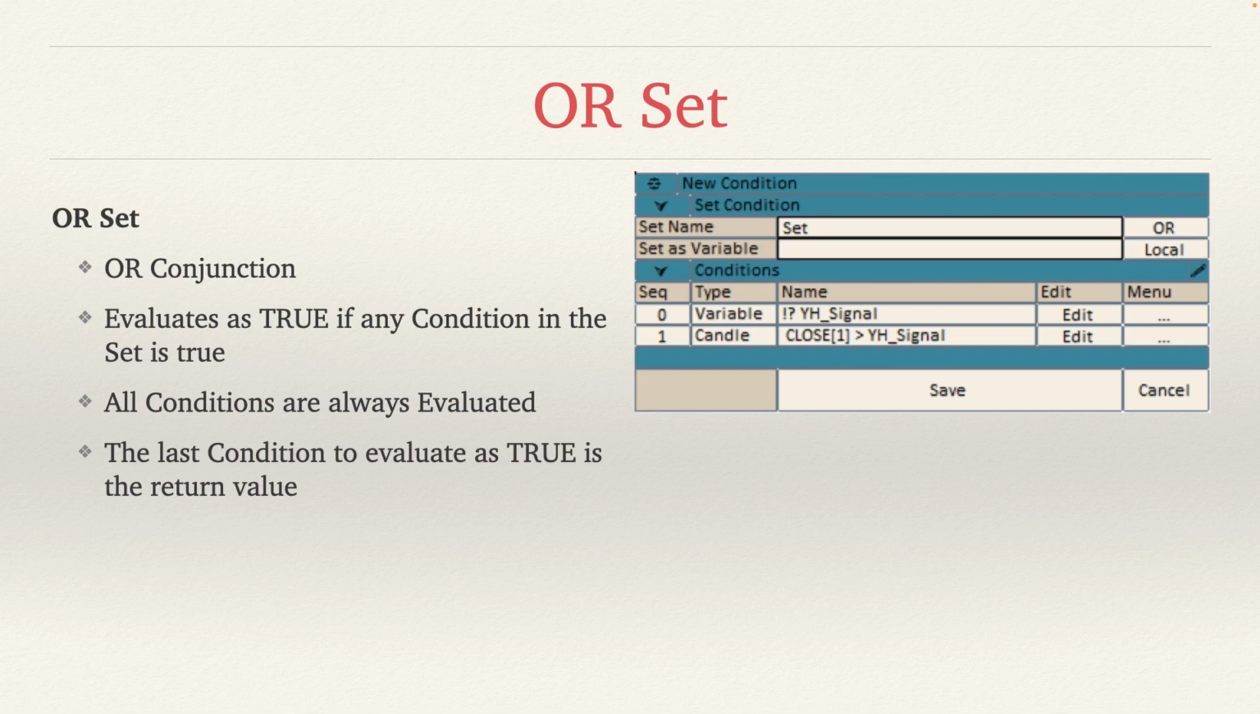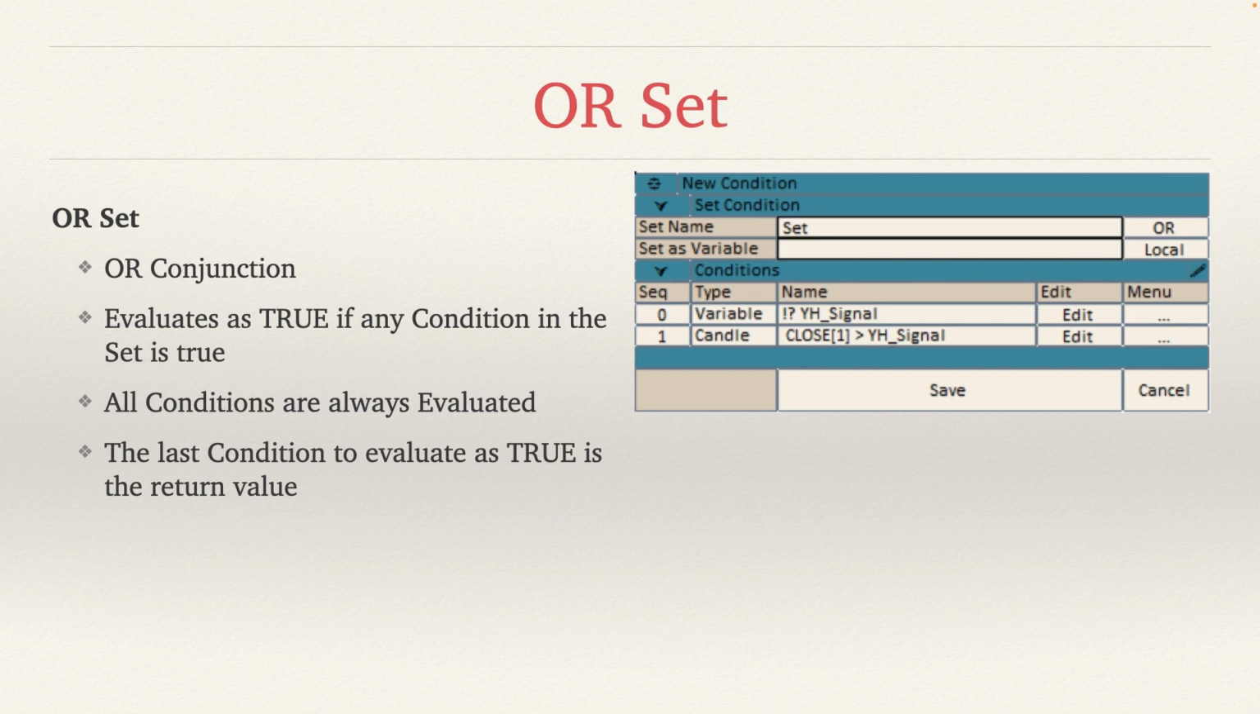An OR set will evaluate as true if any condition in the set evaluates as true, and it will return the value of the last condition to evaluate as true as its value. This means that every condition will always have an opportunity to be evaluated, even if previous conditions in the sequence evaluated as false. Usually in logic sets and in an AND set, when a condition evaluates as false, it means that no conditions after that are evaluated. We often use this in our strategies to control when things happen. When all of the conditions are true, then all of the actions are run.